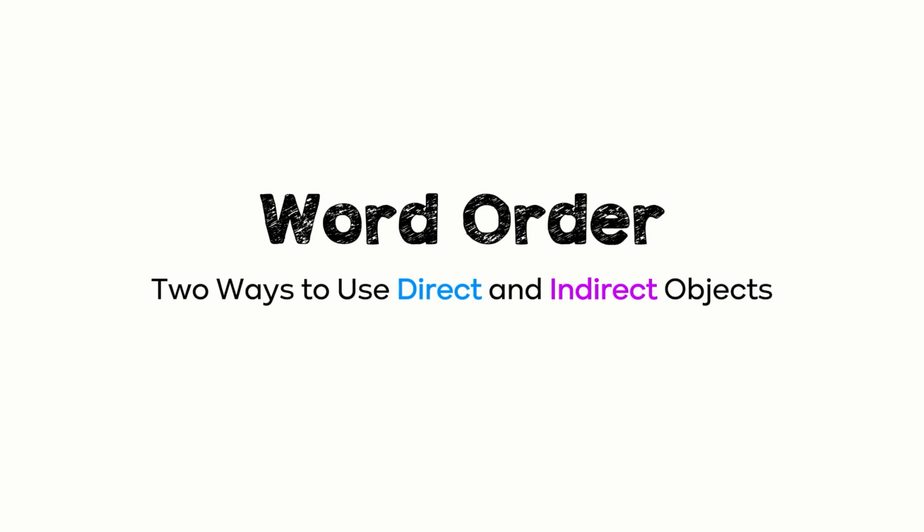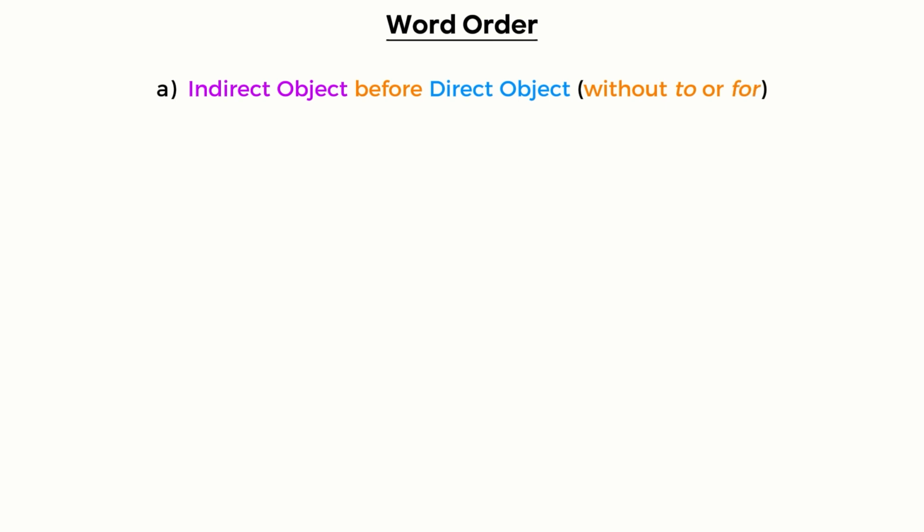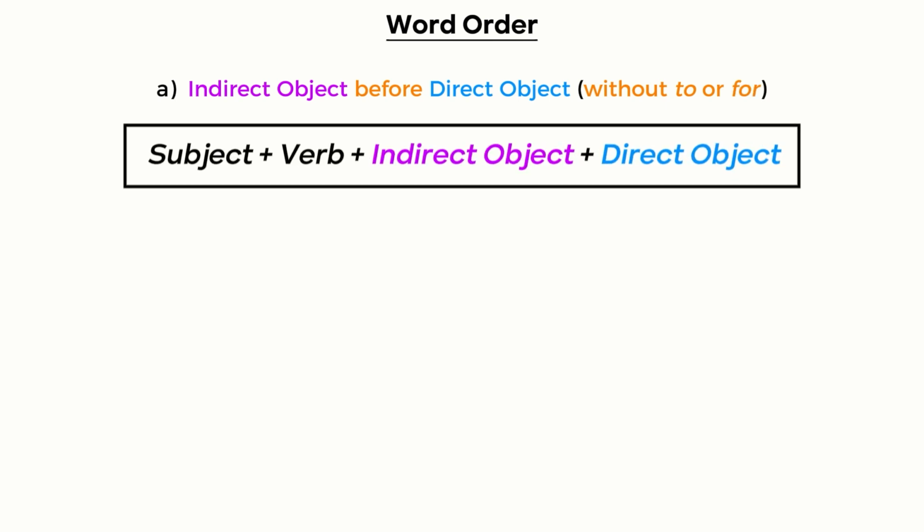Word order. 2 ways to use direct and indirect objects. When you have both objects in a sentence, there are 2 possible structures. A. Indirect object before direct object, without to or for. Subject plus verb plus indirect object plus direct object. Here are examples. I gave her a book. We made him a cake.